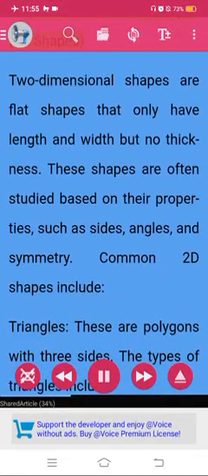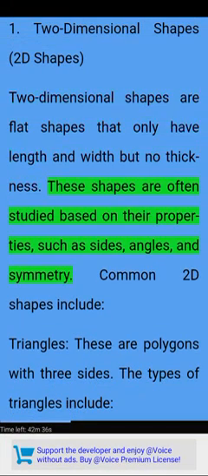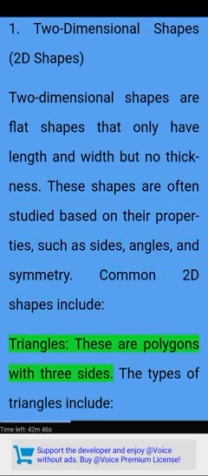1. Two-dimensional shapes, 2D shapes. Two-dimensional shapes are flat shapes that only have length and width but no thickness. These shapes are often studied based on their properties, such as sides, angles, and symmetry. Common 2D shapes include triangles. These are polygons with 3 sides.